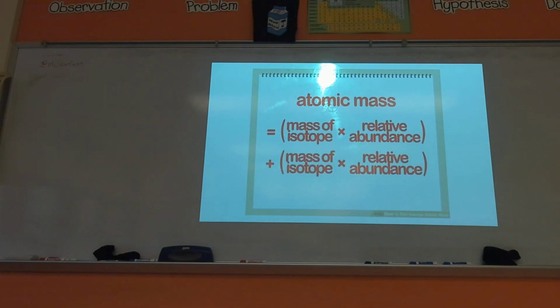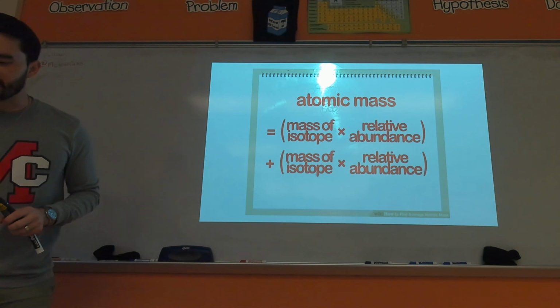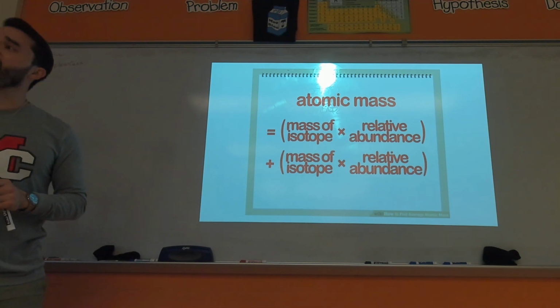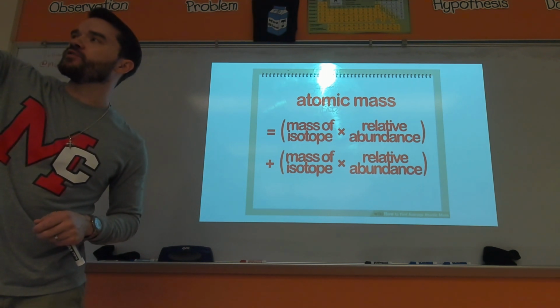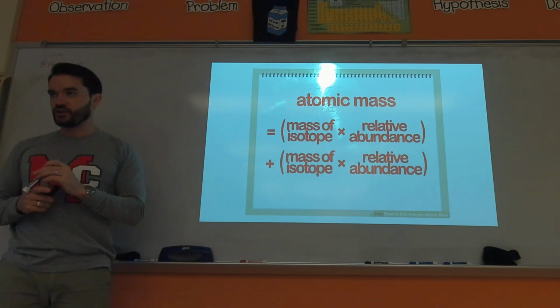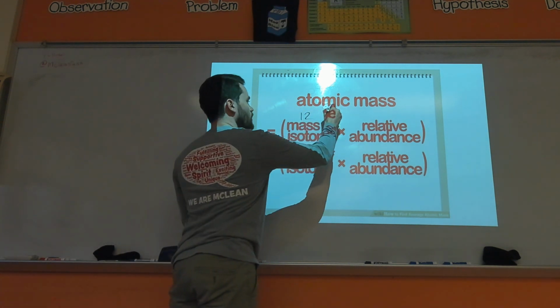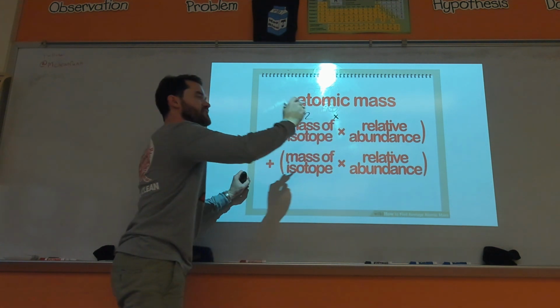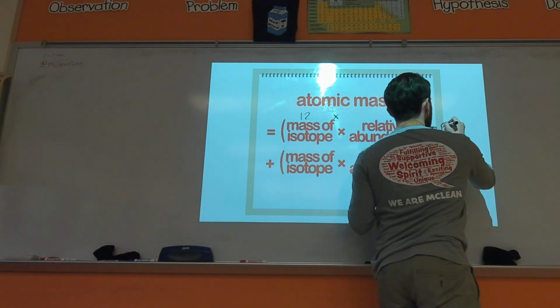Anyways, jumping to calculating the average atomic mass. This slide's going to look really complicated, but I promise you it's not as complicated as it looks. Here's the idea. If you want to calculate the average atomic mass of something, in other words the red number underneath your symbol, the one with the decimal points, you would take the mass of one of your isotopes, let's say carbon-12, and you're going to multiply it by the relative abundance.